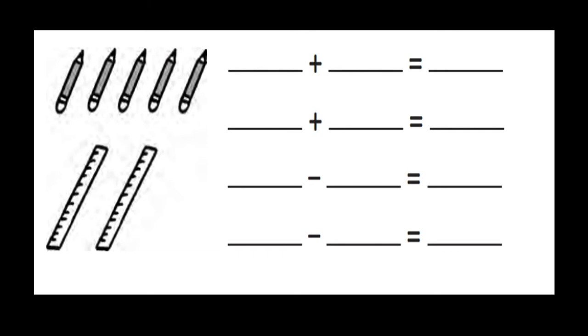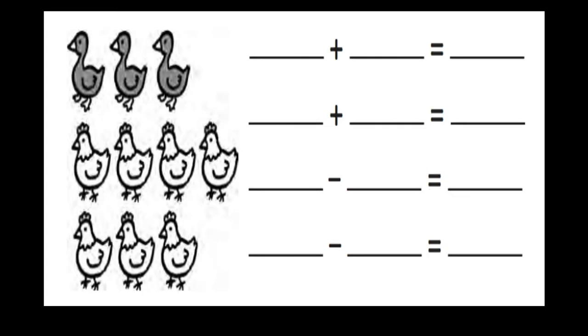So what I want you to do is I want you to make this into a fact family. So there are 2 groups. There are 5 pencils and 2 rulers. I want you to pause the video and solve all 4 of those addition and subtraction math facts. And then I want you to do the one with the 3 ducks and the 7 chickens.